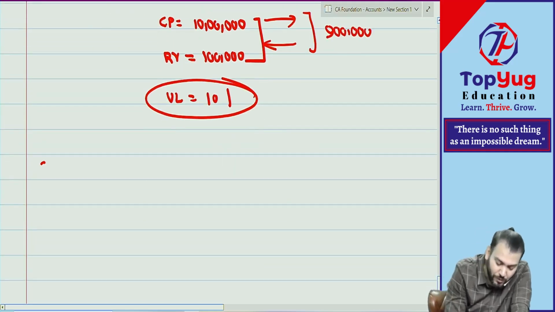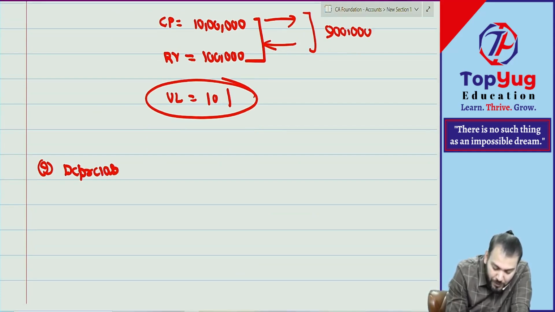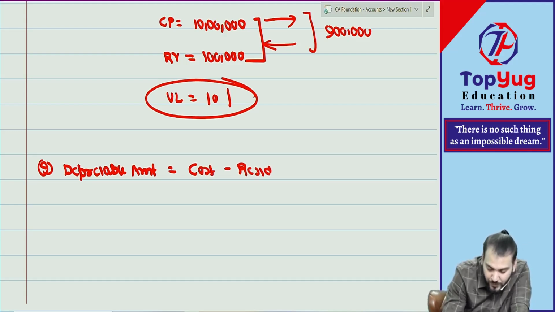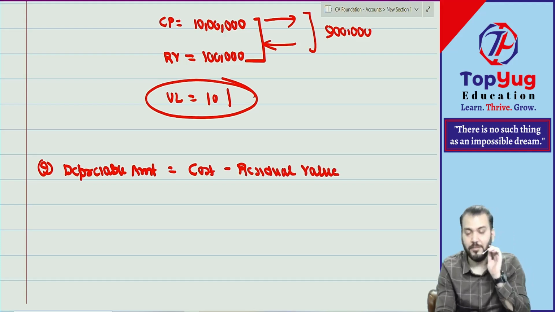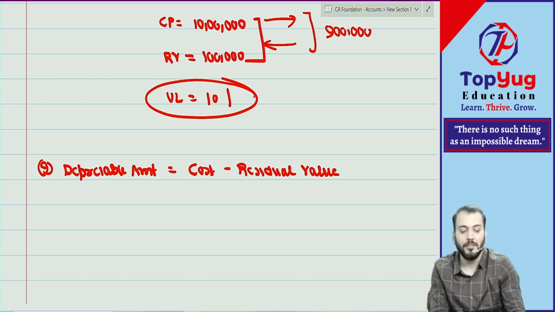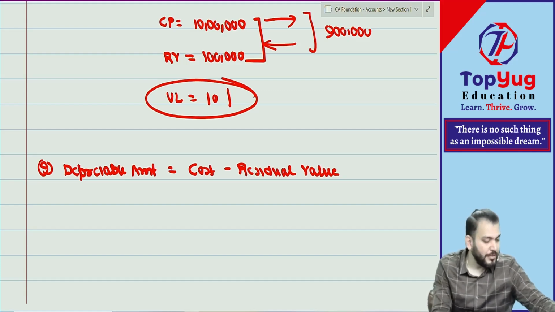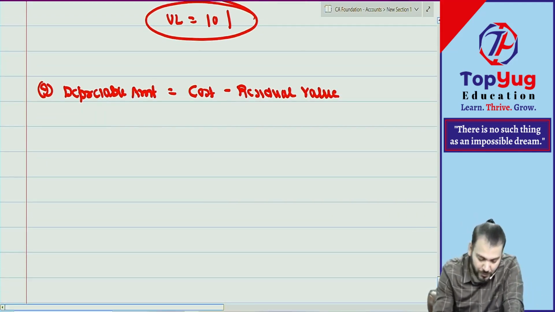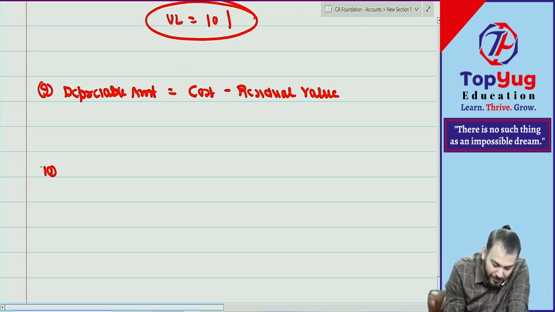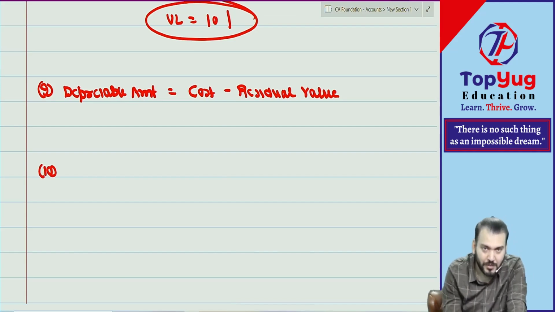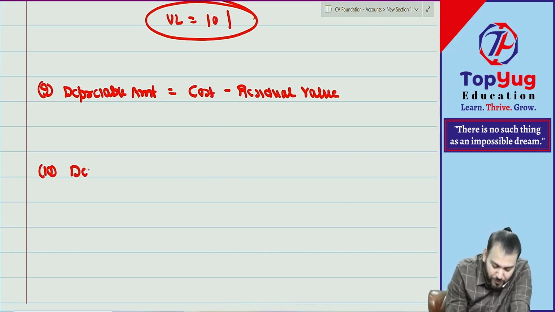Point number 9: what is the meaning of depreciable amount? Depreciable amount is equal to cost minus residual value. Have you understood this point? Correct. Now, if you have understood this much, we can understand the methods of depreciation. Point number 10, the last point before we start the calculation: depreciation methods.